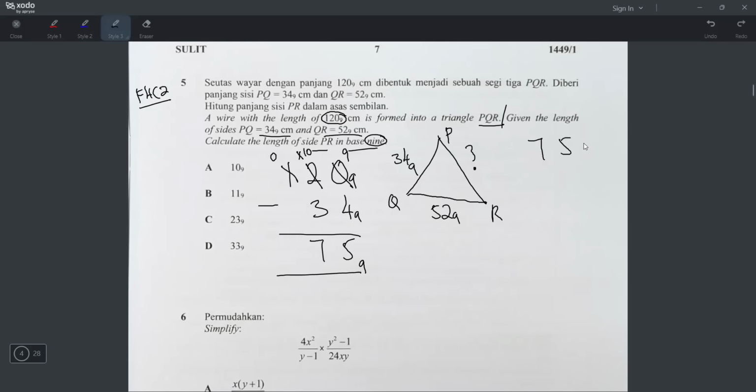Now, take the 75 base 9 minus the 52 base 9 to get the final answer. So base 9 minus base 9 also. 5 minus 2 is 3. 7 minus 5 is 2. So the answer is C. Another way to do this is you take this one plus this one first, using the vertical method also. Cannot use calculator. Using the vertical method, add these two first and then take 120 minus the answer. Same also, you get the same answer.